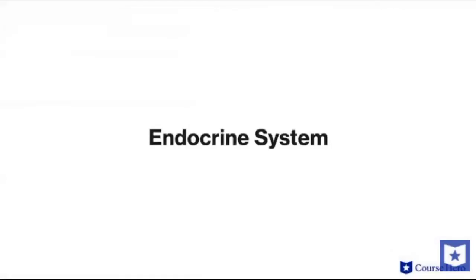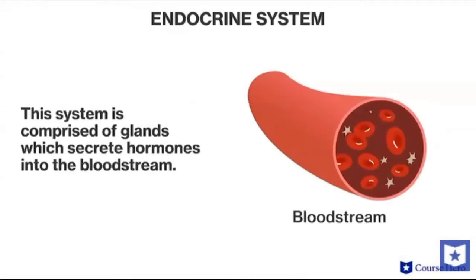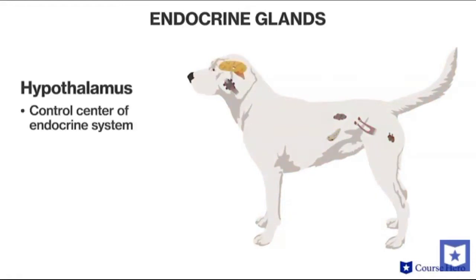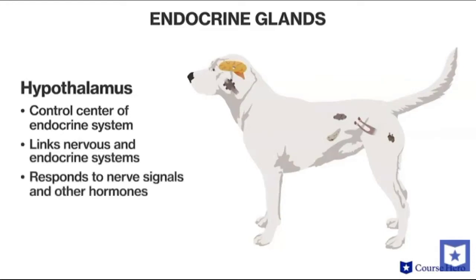The endocrine system is comprised of glands which secrete hormones into the bloodstream. The hormones then travel within the bloodstream to their target tissue, where they can exert their effect. There are 9 major endocrine glands. The hypothalamus is a structure in the brain that acts as the main control center of the endocrine system. It links the nervous and endocrine systems, responding to nerve signals from other parts of the brain, as well as to several different hormones. The hypothalamus produces hormones that regulate the pituitary gland.